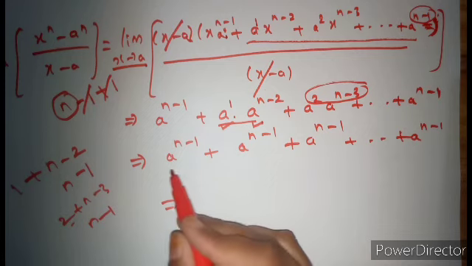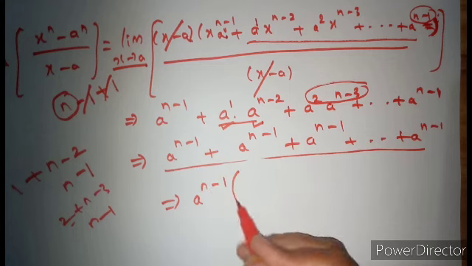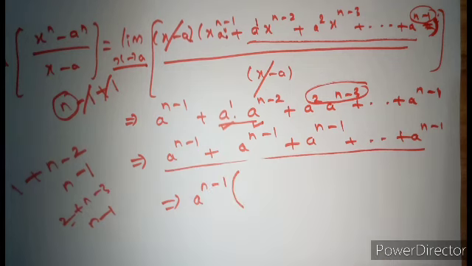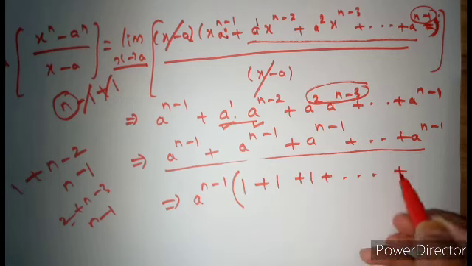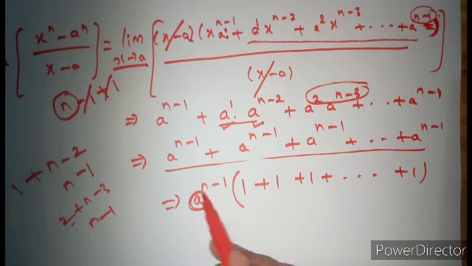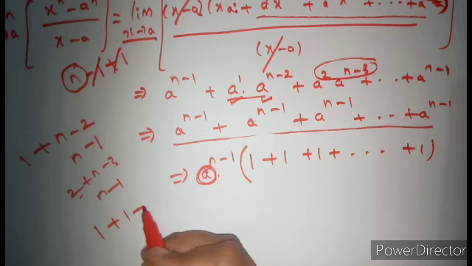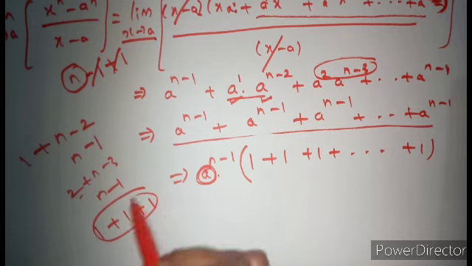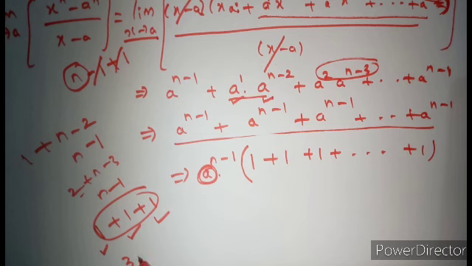Now here we have a power n minus 1 as common. So take it outside. If I take a power n minus 1 outside, what will we get? We'll get 1 plus 1 plus 1 and so on up to 1. For example, if I have 1 plus 1 plus 1, how can this be written in multiplication form? Here we have 1 how many times? 1, 2, 3. We have 3 times the number 1. So we'll write 1 plus 1 plus 1 as 3 into 1.